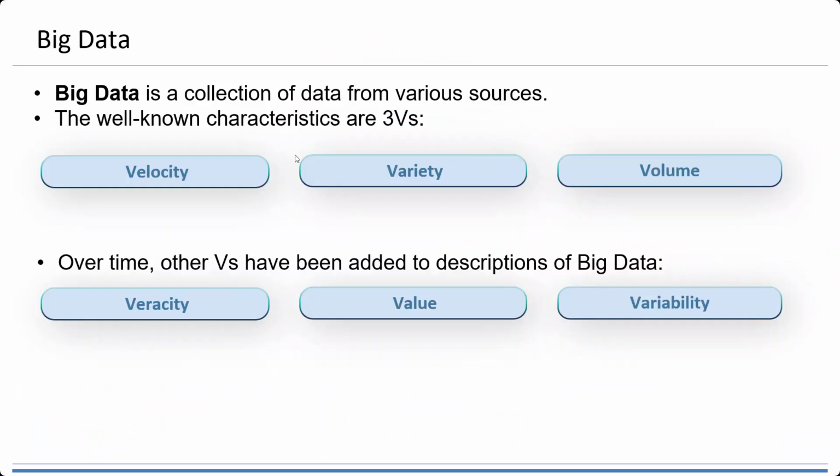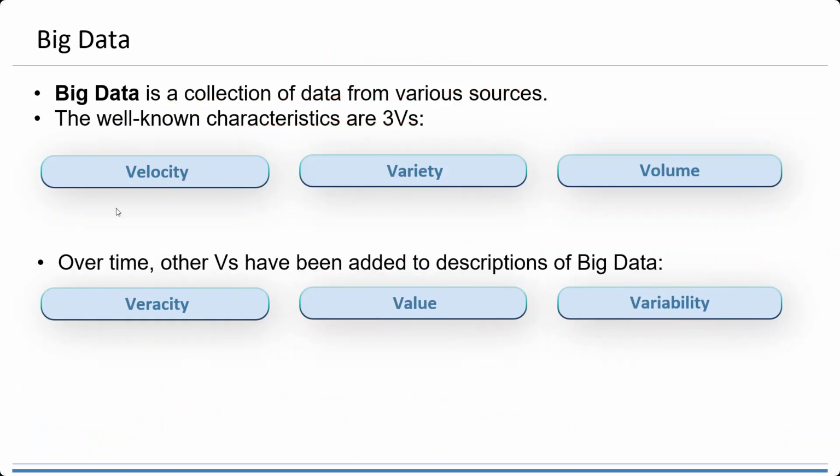So big data. What is big data? Big data is a collection of data from various sources. The well-known characteristics are 3V: velocity, variety, and volume. Over time, other V's have been added to the description of big data. So we have velocity, value, and variability.